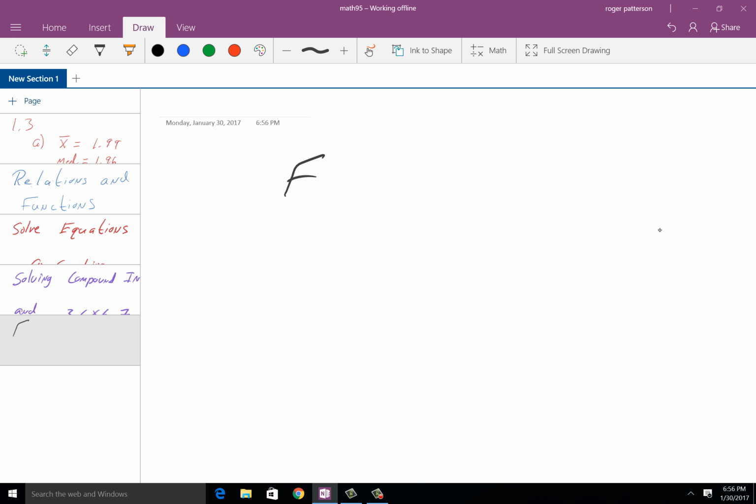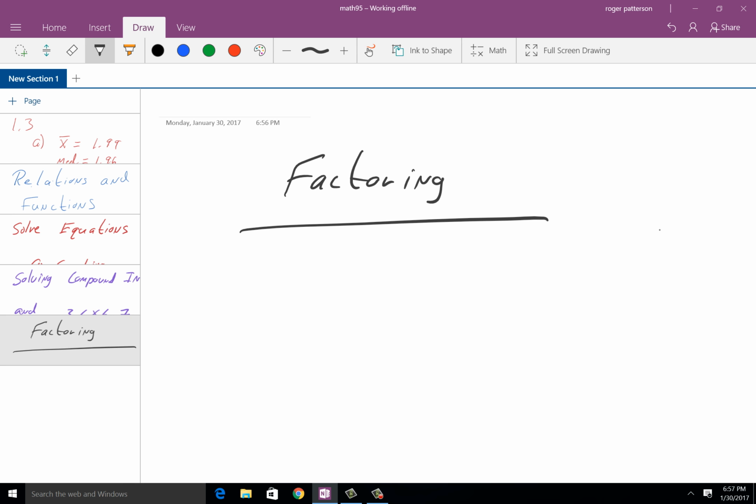Okay, factoring. Okay, so here's what I would say about factoring. When you're going to factor polynomials, which is what this is all about, you want to follow some general rules, I like to think.